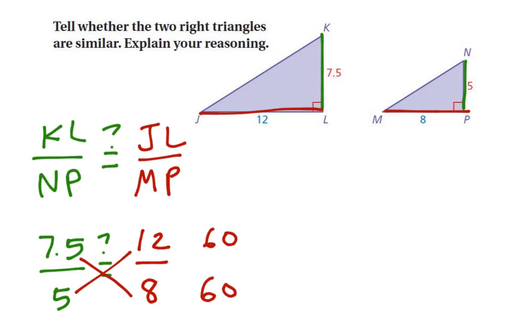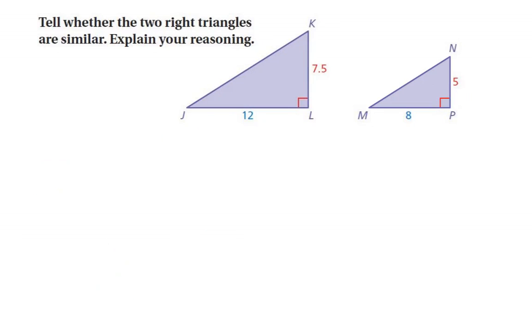Or I could just reduce both of these. This is 3 times 4, and that's 2 times 4. And so this would reduce the 4's, leaving me with 3 over 2, showing me that those ratios are equal, so those must be similar triangles.